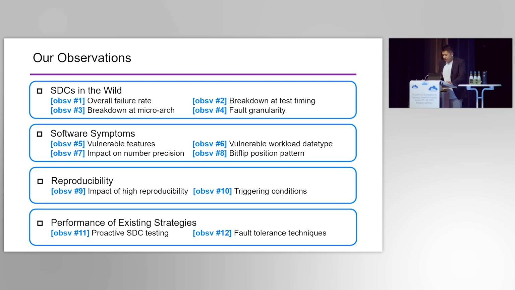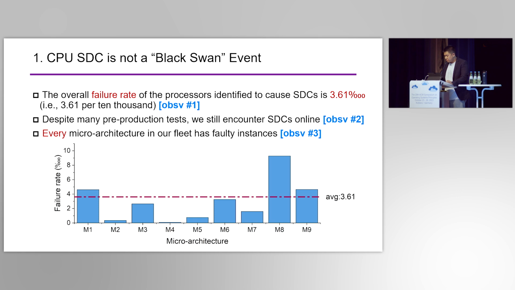Here is a roadmap of our 12 observations. These observations can be divided into 4 groups, namely the prevalence of silent data corruptions, the software symptoms, the reproducibility, and the performance of existing strategies while facing CPU SDC. Now I will introduce 7 of them. More details about other observations can be found in our paper.